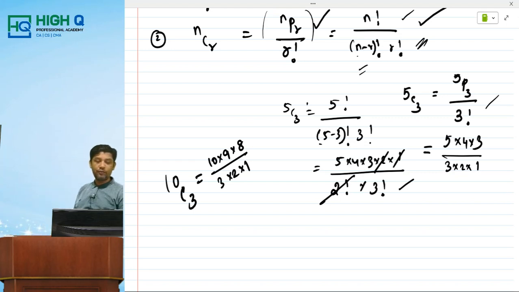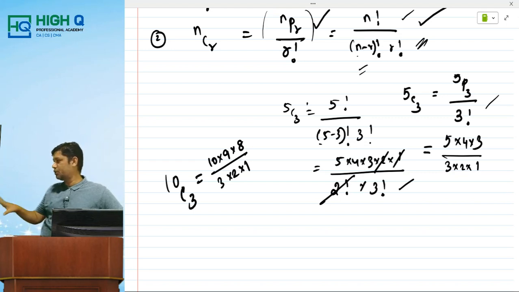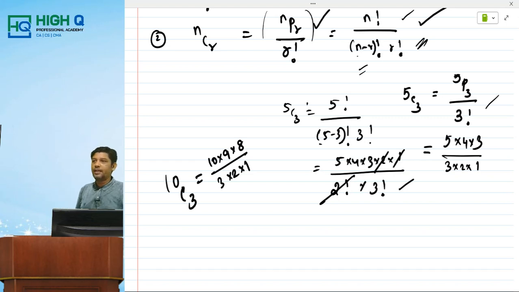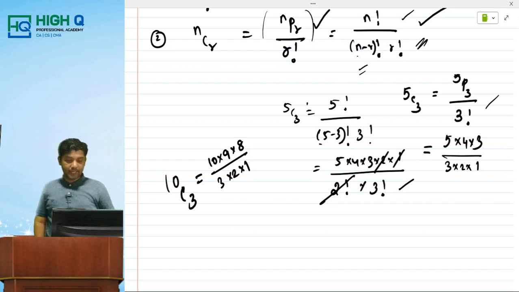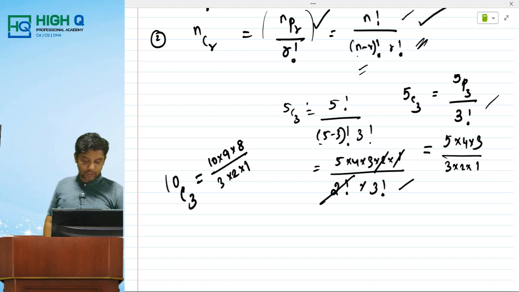Sir, no need to remember this formula. Of course you can, you have to remember. I don't know whether I am going to apply it in our syllabus or not, but without this we are going to solve so many things. Now you understand: 10C3 is equal to 10 into 9 into 8 divided by what? 3 into 2 into 1.